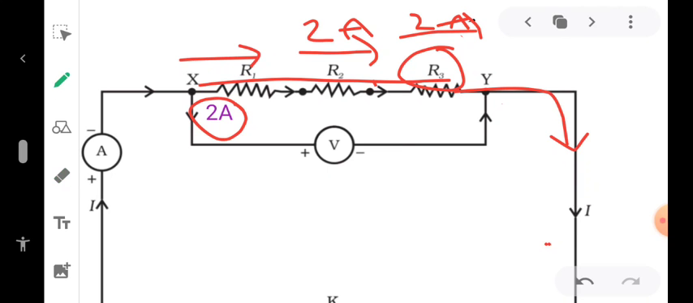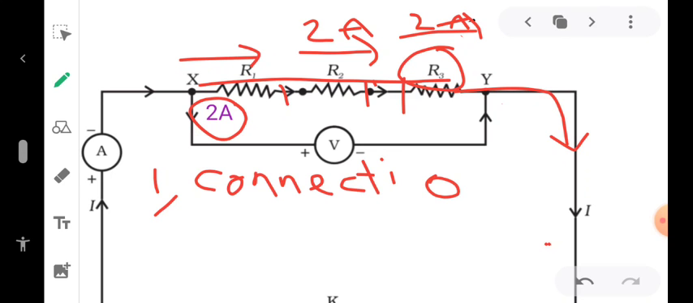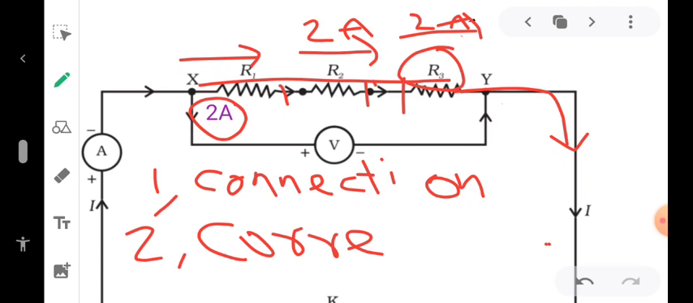If so, what is the rule to identify whether it is a series connection or a parallel connection? The first rule is about the end terminals. The end terminal of the first resistor should be connected with the first terminal of the second resistor. The end terminal of the second resistor should be connected with the first terminal of the third resistor. That is a series connection. We should observe the connection first. The second rule is that the current flowing through the resistors should be the same.